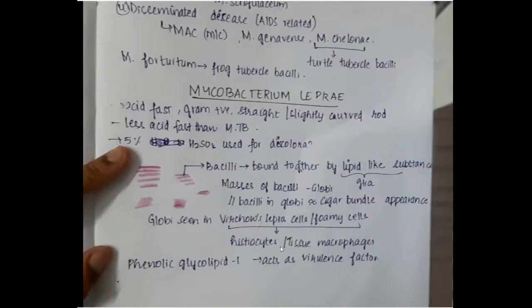Where are these globi found? They are found in Virchow lepra cells or foamy cells. These globi are seen in Virchow or lepra cells, which are histiocytes or tissue macrophages. Mycobacterium leprae has phenolic glycolipid 1, which acts as a virulence factor.